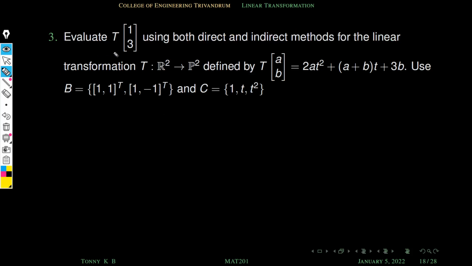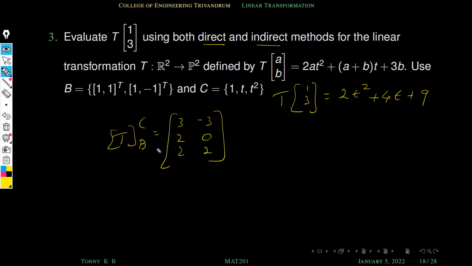Okay, consider this problem. Evaluate T of (1, 3) using both direct and indirect methods for the same linear transformation. We use B as this basis, and C as this. First we have to find T of (1, 3) using the direct method because we know the transformation. Using this transformation we can find T of (1, 3) as 2t square plus 4t plus 9. Next we are going to find this T of (1, 3) using the matrix of the transformation. We have already seen it in problem number 2.